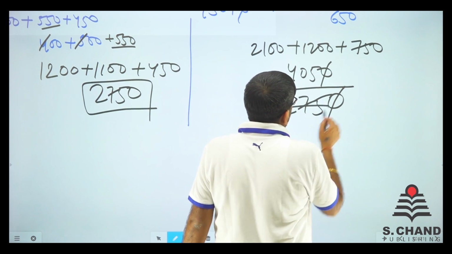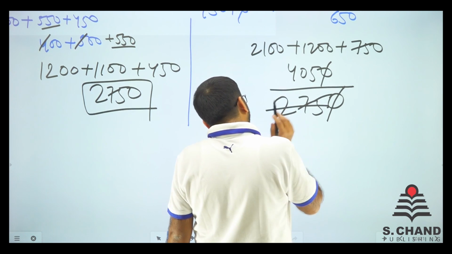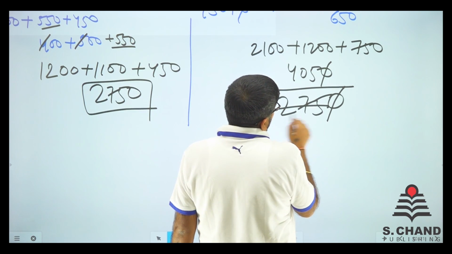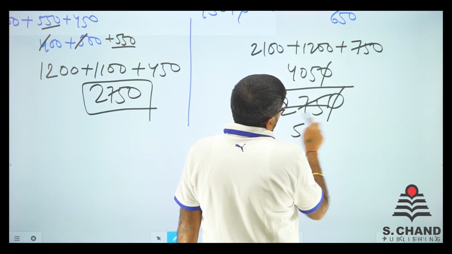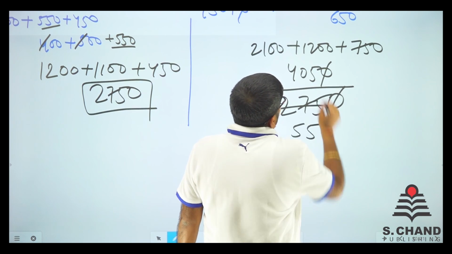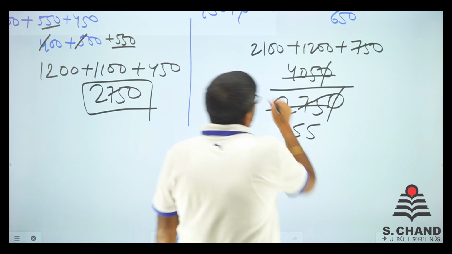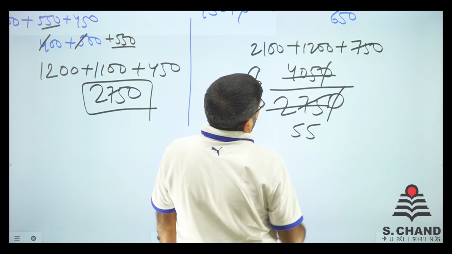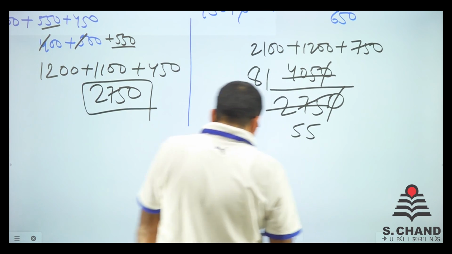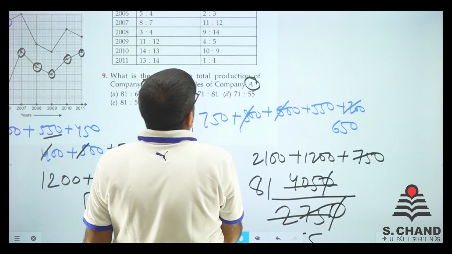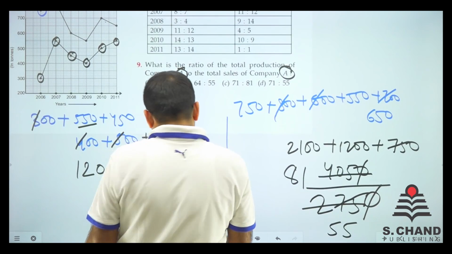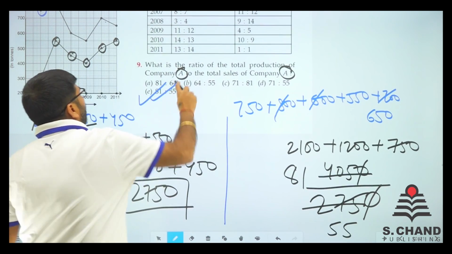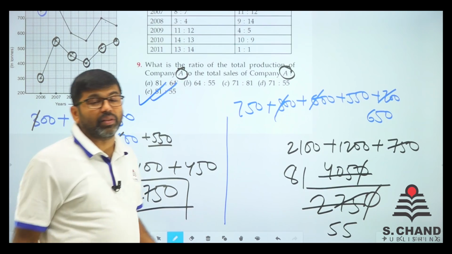Now 275. If I do go for 5 times, so 5 times 27 is 5 times and then 25 is 5 times. Now this if I calculate, 40 is 8 times and 1 times. So 81 is to 55. Is there any option called 81 is to 55? Yes, we do have 81 is to 55 and that is the way.